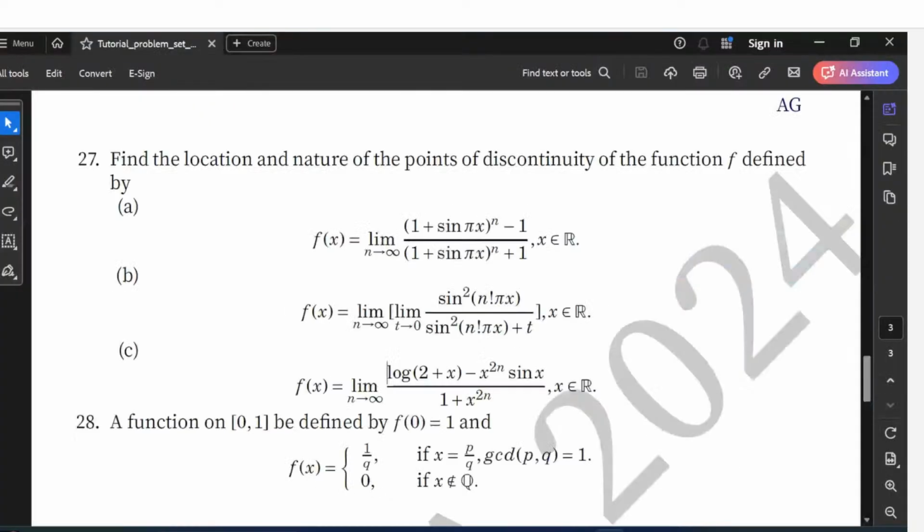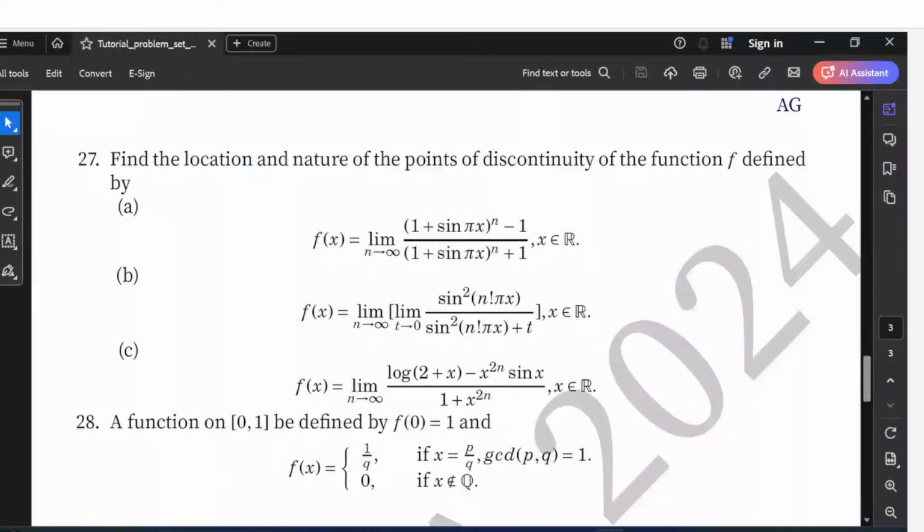Okay, I'll solve B, C I'll leave to you. Then I'll solve question number 28. I don't know whether I get the time to solve all the questions. Okay, so B, let's see. Let me discuss B a little bit, then we'll discuss question number 28. Please write down the question, then we'll discuss.